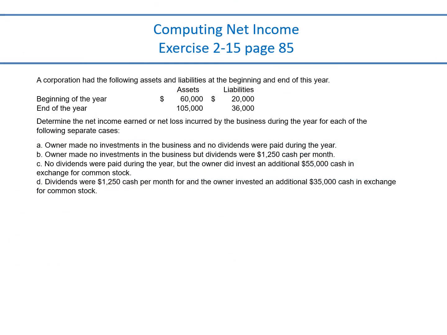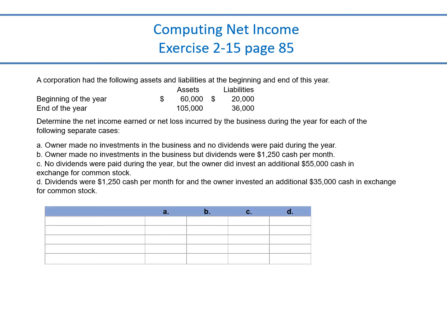Okay, so in this problem, they're asking us to compute the net income, basically. The corporation had the following assets and liabilities at the beginning and end of the year. And then they ask us to determine the net income or net loss incurred by the business during the year in each of the following 4 separate cases.